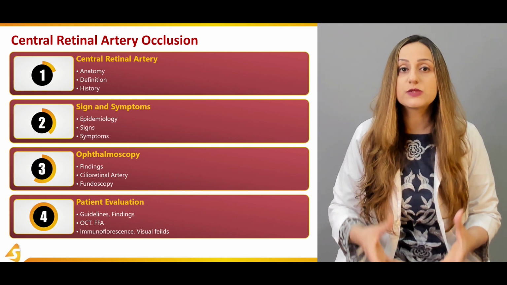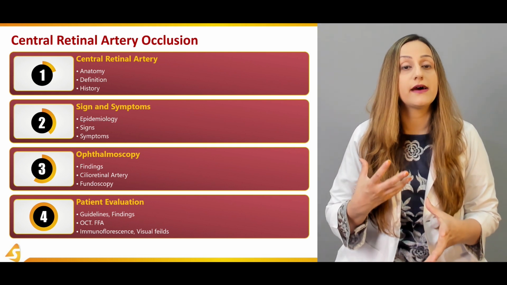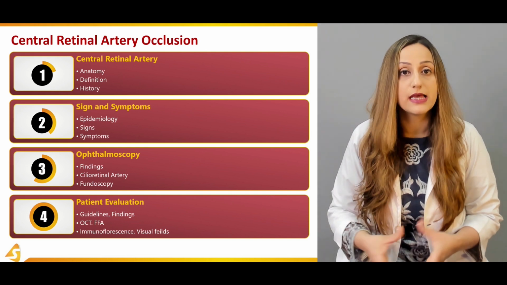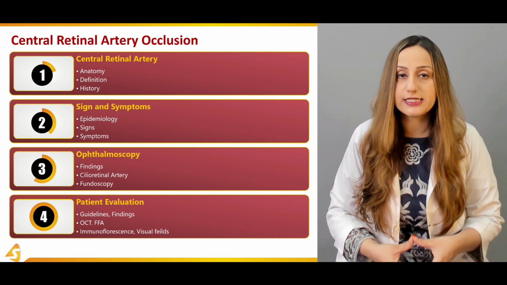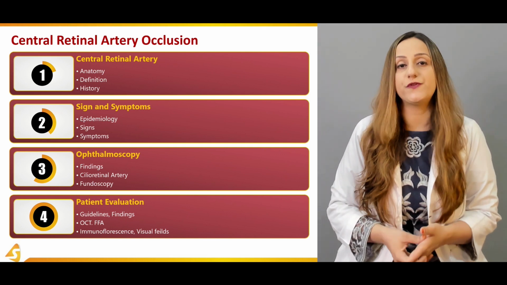Then we'll be moving on to the particular findings of the ophthalmoscopy. OCT is one of the tests that is performed. Then we have fluorescein angiography, which is basically known as FFA. And then we have the immunofluorescence techniques, and the other tests that are quite frequently performed are the visual fields on that particular person.